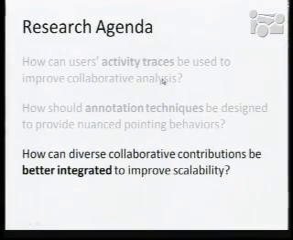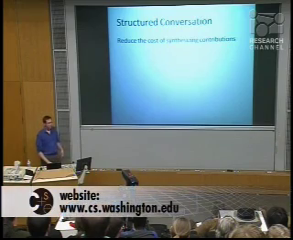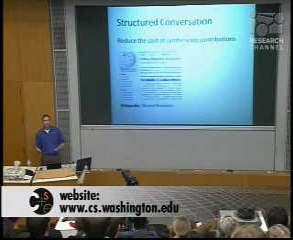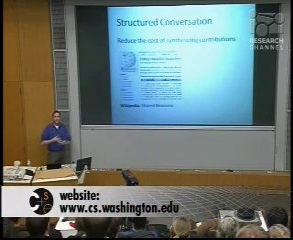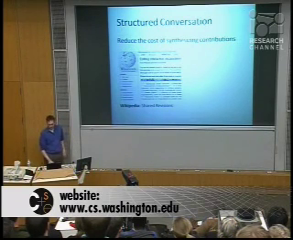And then one last question I want to share is, how can diverse collaborative contributions be better integrated to improve the scalability of these types of sites? So a common problem for user-generated content sites is how to synthesize all the contributions of different users. So for example, Wikipedia allows people to revise the same article, as well as keeping a revision system that allows you to backtrack when vandalism occurs.